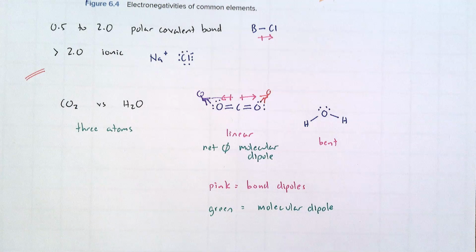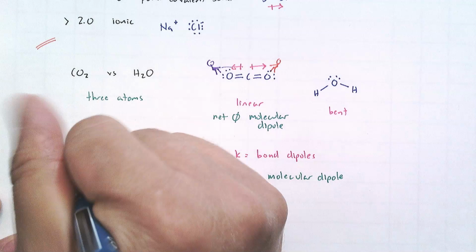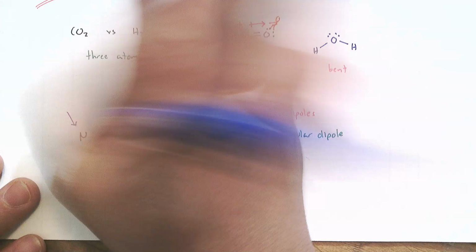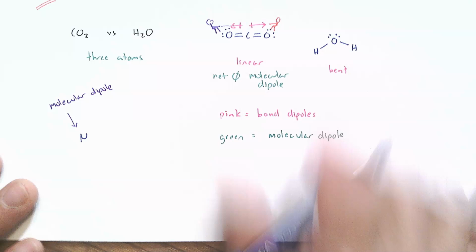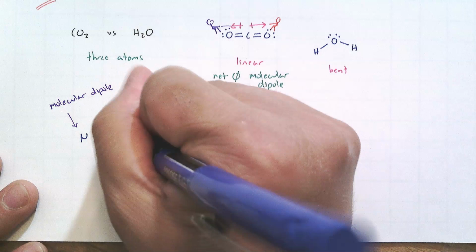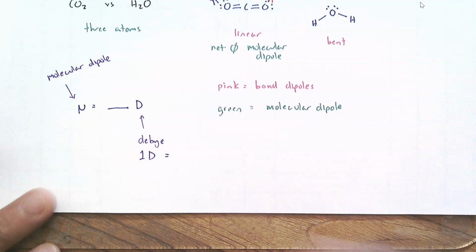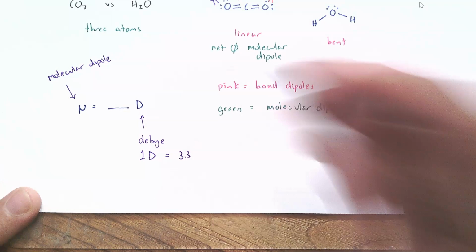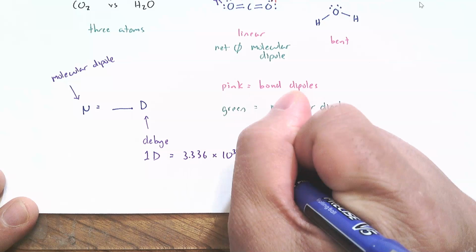Now, we're not going to worry too much about numbers, but molecular dipole can be measured and has a unit. And the units are, well, first of all, that mu is the symbol for molecular dipole. Okay. And it's going to equal some number, and the units are what's called a debye. And the debye, or big D, equals, it's a weird number. It's not an SI unit, but it's 3.336 times 10 to the minus 30 C·m.